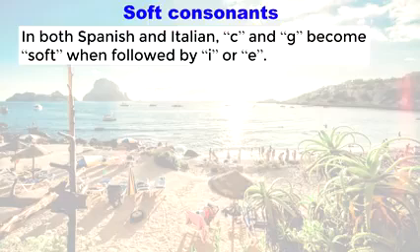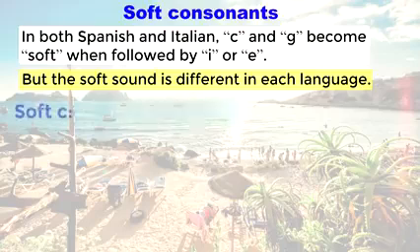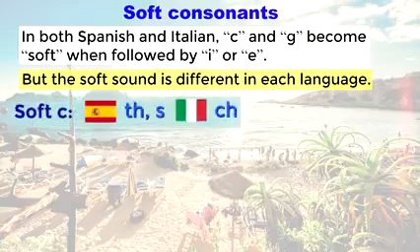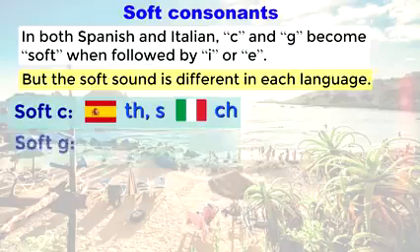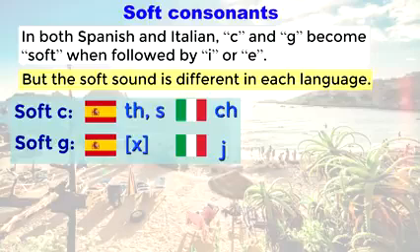Pronunciation and orthography. In both Spanish and Italian, C and G become soft when followed by I or E. But the soft sound is different in each language. In Spanish, the soft C sounds like th or s. In Italian, it sounds like ch. In Spanish, the soft G sounds like h. In Italian, it sounds like j.